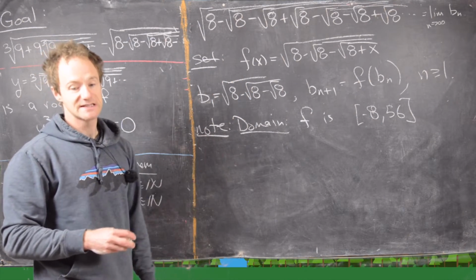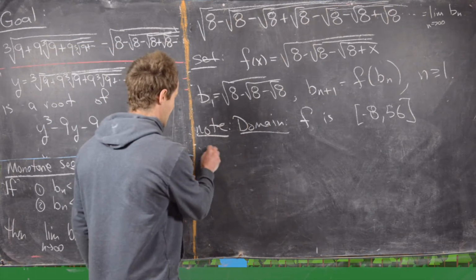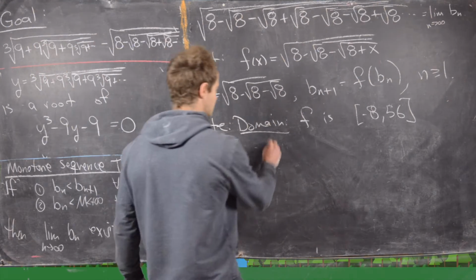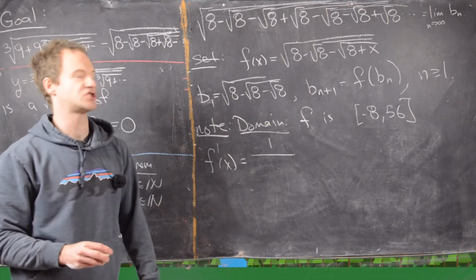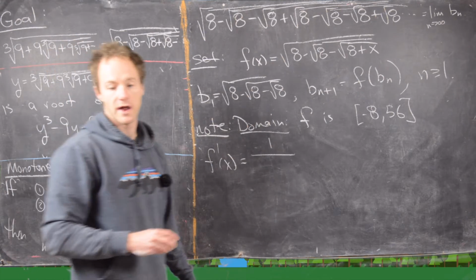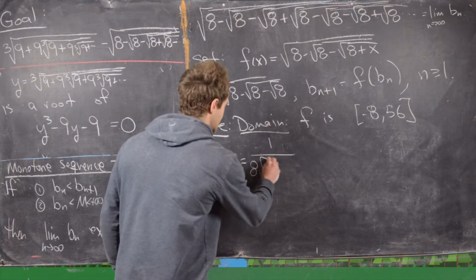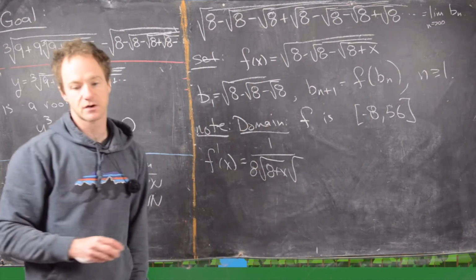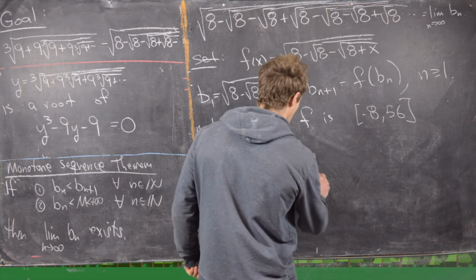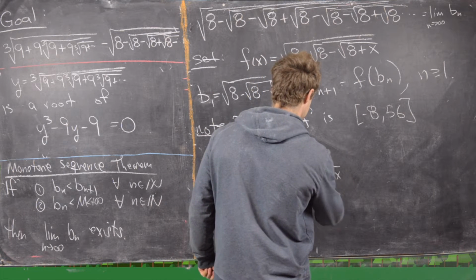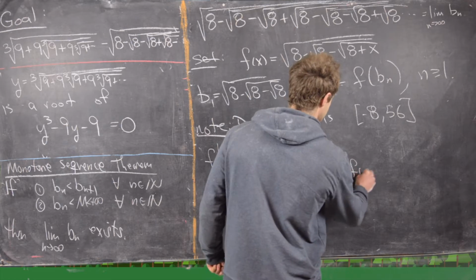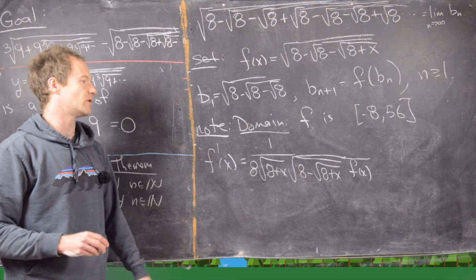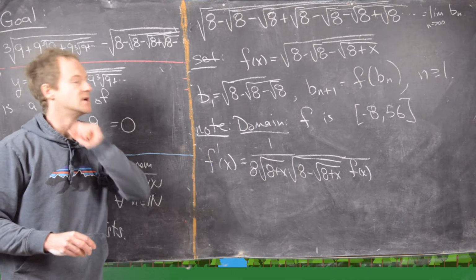Okay, now the next thing that I want to notice is that f prime of x we can write in the following way. So this is going to be 1 over, and this is just using the chain rule, 1 over 8 times the square root of 8 plus x times the square root of 8 minus the square root of 8 plus x, times f of x. Okay, good. And so that's not too hard to see just with the chain rule.